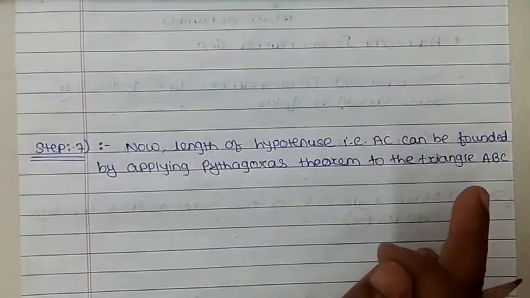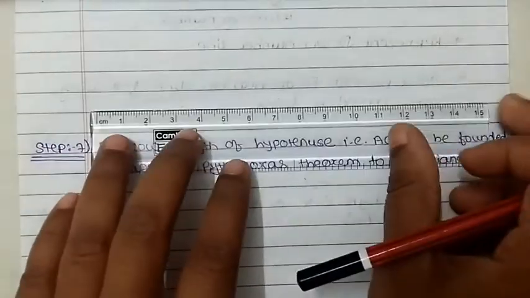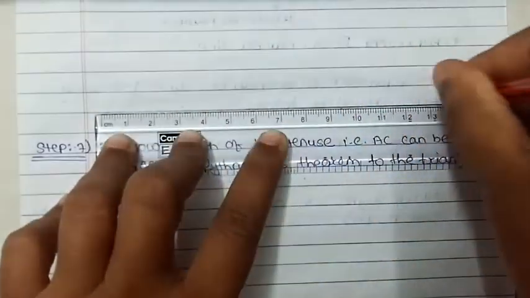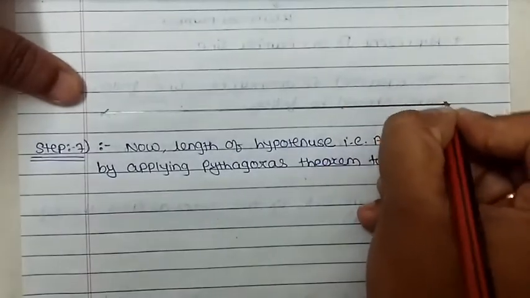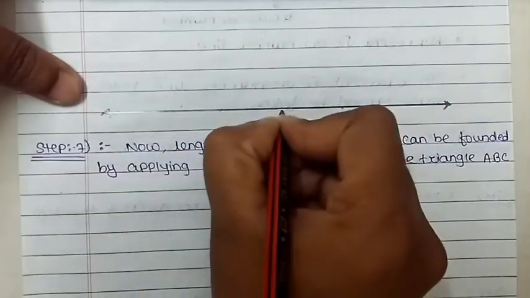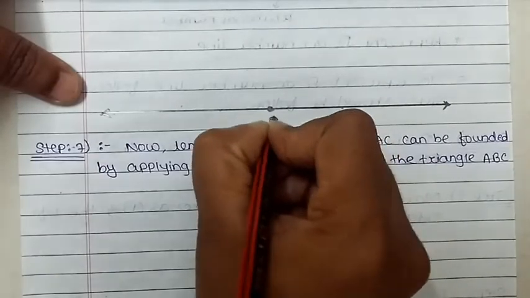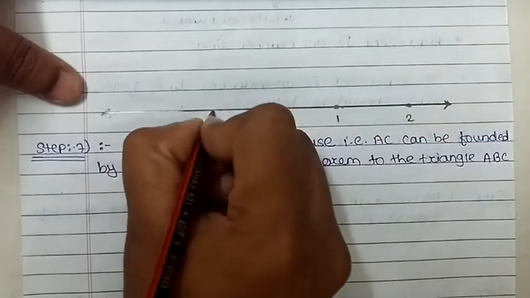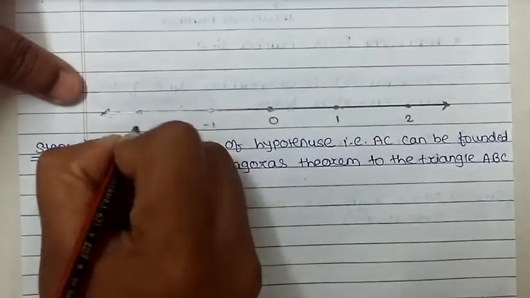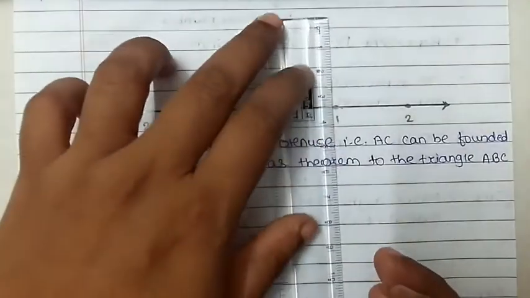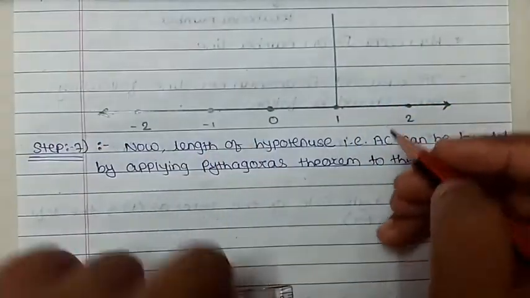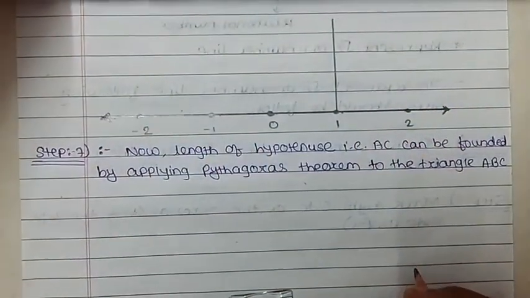So we have to form this once again. We have to repeat the steps from the starting. First of all, draw one line. Next, mark the points on your number line, that is 0, then 1, then 2, -1, -2, and from 1 we have to draw one line which is of length 2 units.